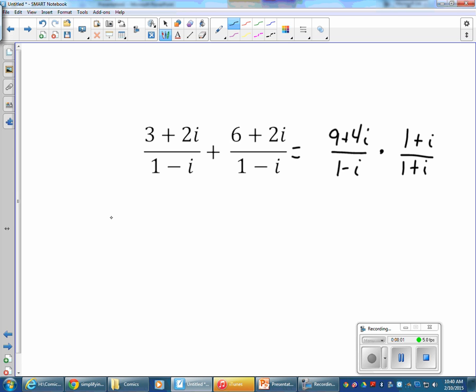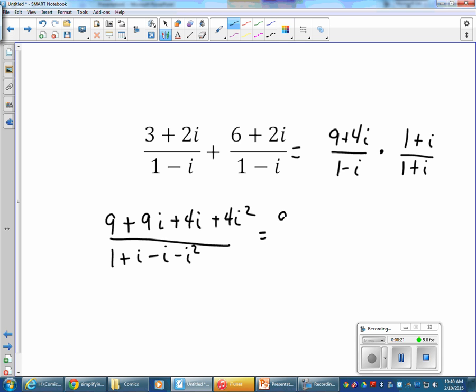And on the top, I do first 9, outer 9i, inner 4i, last 4i squared. And on the bottom, I do first, which is 1, outer, which is plus i, inner, which is minus i, and last, which is minus i squared. So on the top, I get 9 plus 13i minus 4, and on the bottom, I'd get 1, and these would cancel, plus 1, which would be 5 plus 13i on the top and 2 on the bottom. And that is your answer.